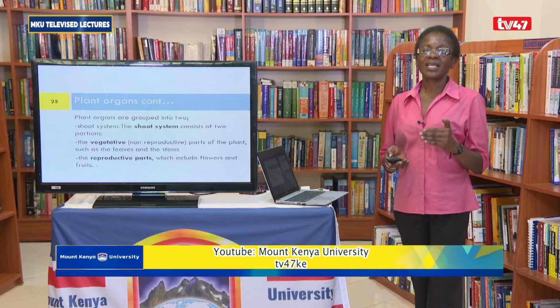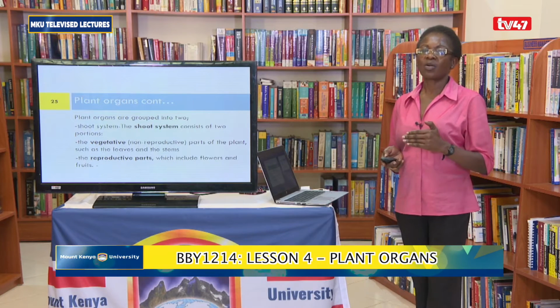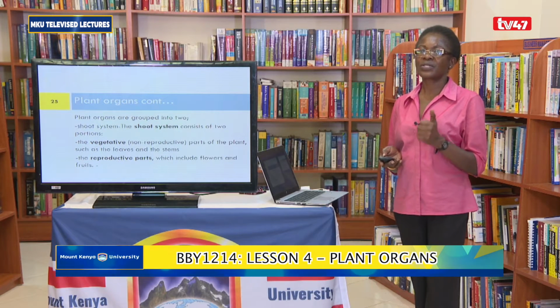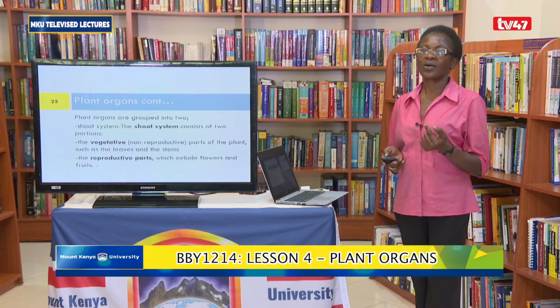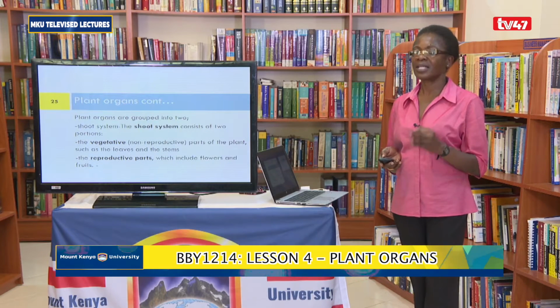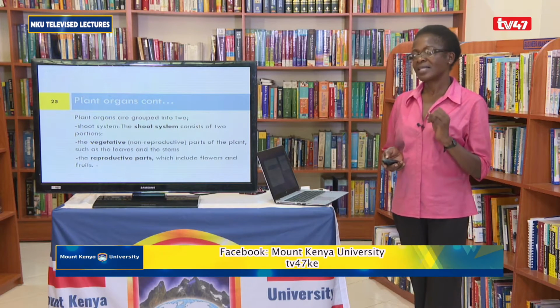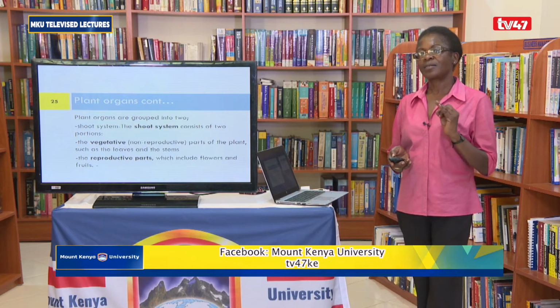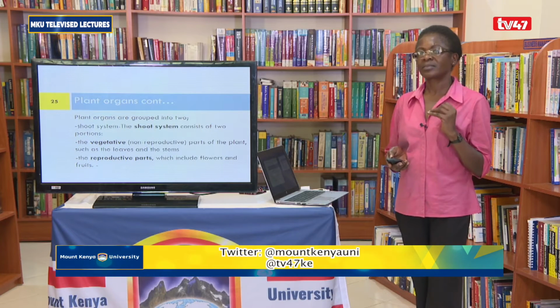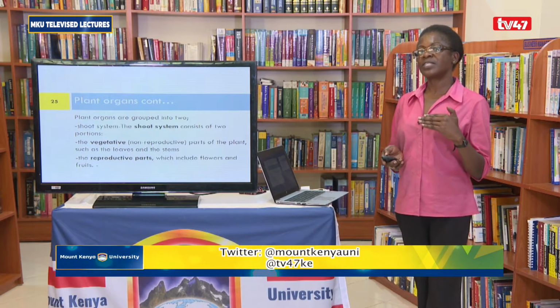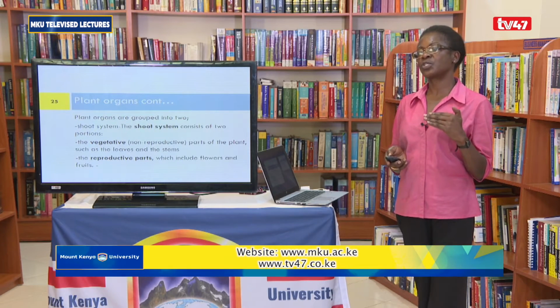Now, the vegetative part of the plant or of the shoot is associated with the organs that are the leaves. We have the stem and the branches if they are there. So those ones form the vegetative part of the shoot of the plant.